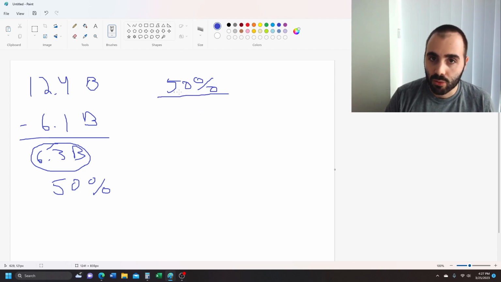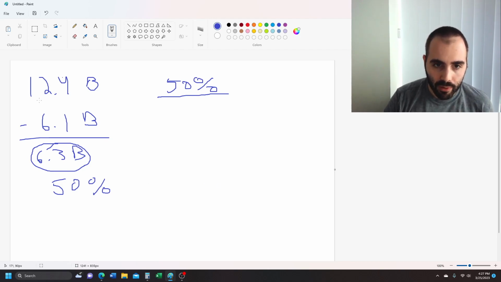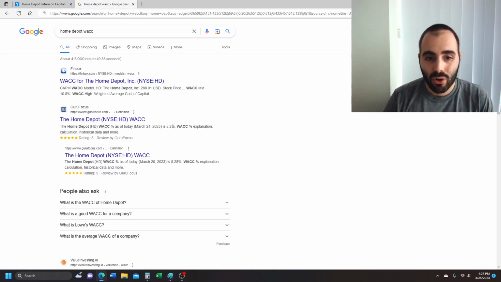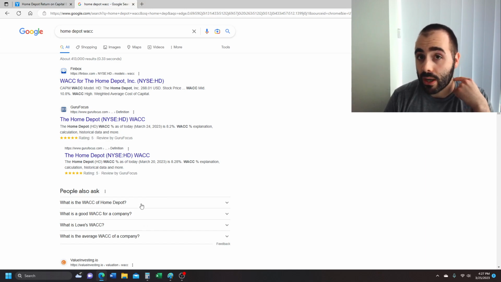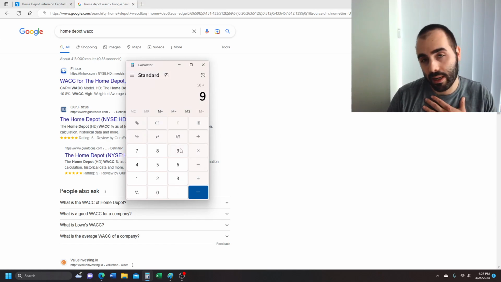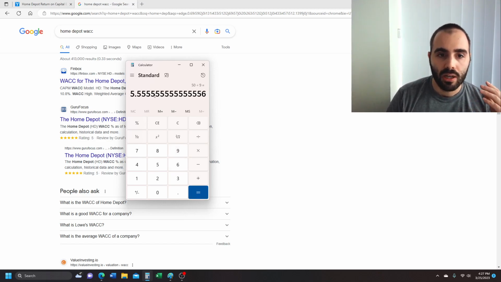If we divide the return that they deliver on the money that they retain by the cost of capital, now we can look up Home Depot's cost of capital. I already did for you. It's right here. Home Depot's cost of capital is probably 8%. I like to be conservative and add a percentage point. So if people online are saying the cost of capital is 8%, guess what I do? I use 9%. So Home Depot delivers a 50% return on its capital. Its cost of capital, in my opinion, is 9%. Why? Because other people say it's 8%, and I like to be conservative. I add a percentage point.